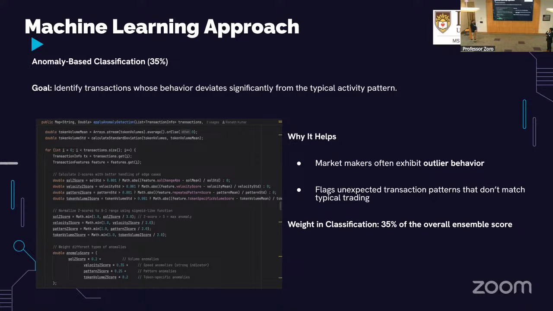And the weightage of this classification in my model was 35%, which was completely arbitrary, as that's what I landed on to give it a fairly divided weightage in my model.